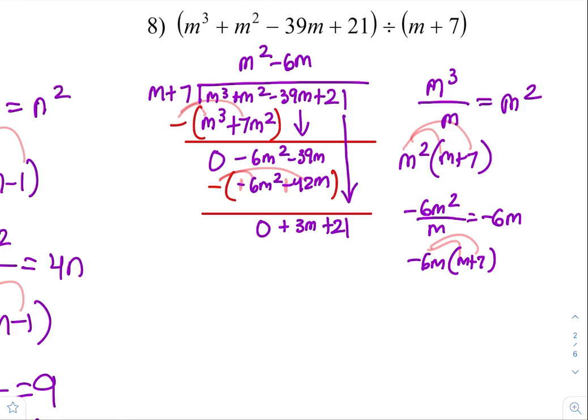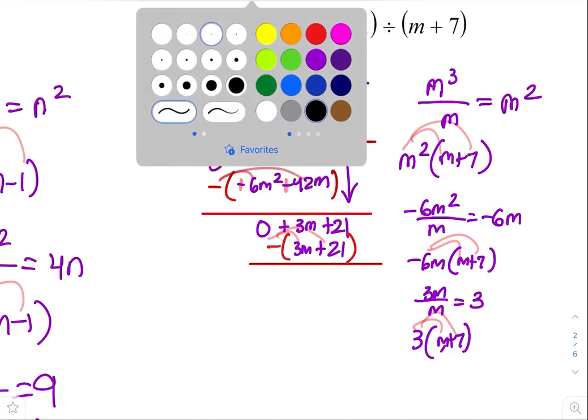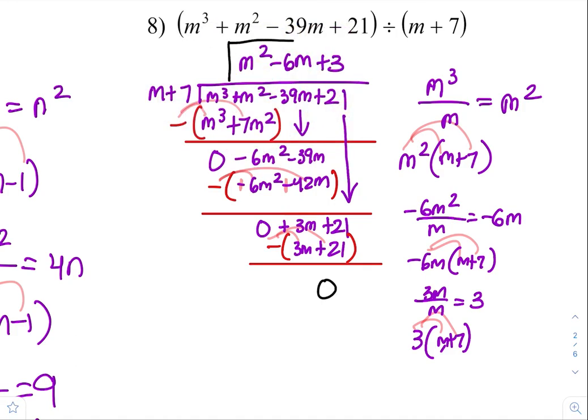Now, the new highest power in the division symbol is 3m. And divide that by the one on the outside, which is just m. 3m divided by m, you guys, is 3. So plus 3. Now distribute that 3 to the outside polynomial, m plus 7. 3 times m, you guys, is 3m. 3 times 7 is plus 21. Subtract. And as you guys can see, when you subtract, it's going to give you 0. So your final answer is m squared minus 6m plus 3.